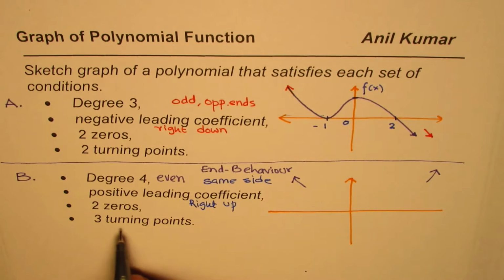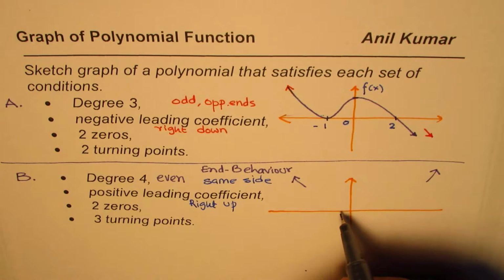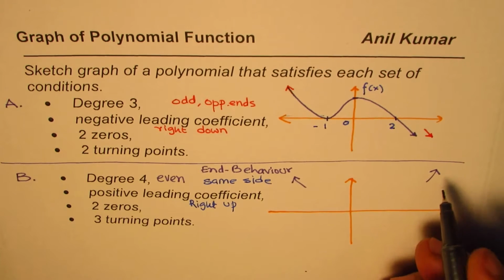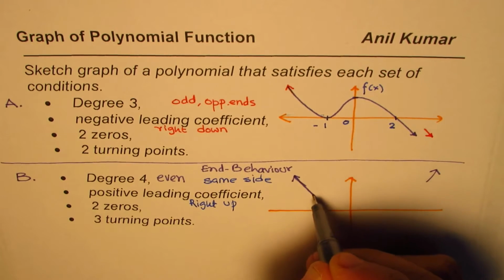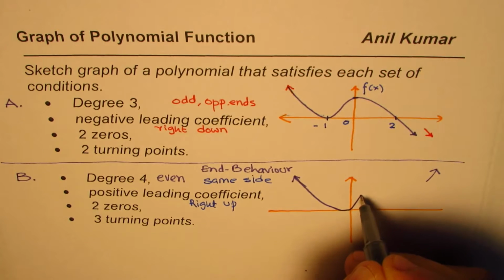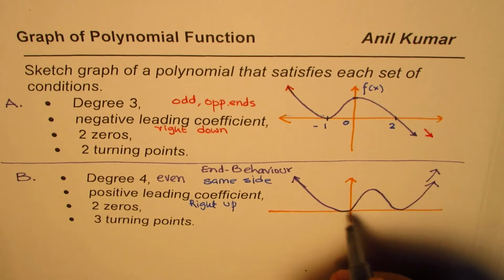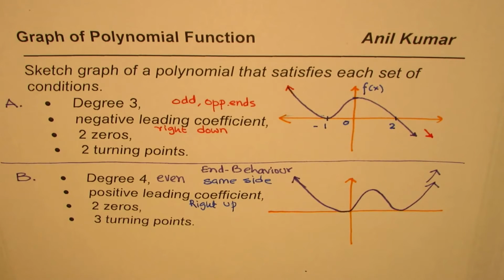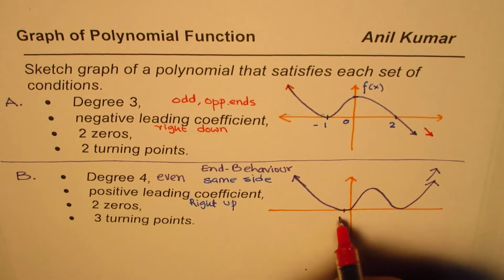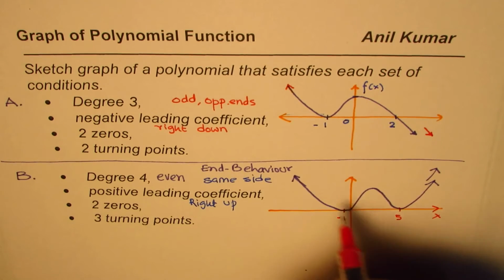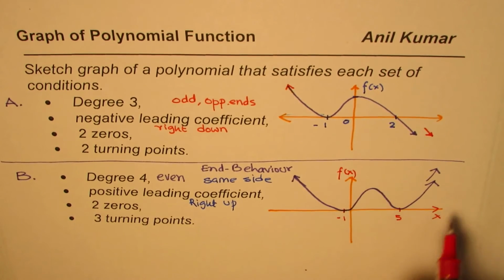2 zeros and 3 turning points. So that means it has to turn like this. Degree 4 with 2 zeros makes sense, right? 3 turning points. Okay, so let's just sketch it. We have a graph which is kind of like this, turning like this, and then goes up. So that becomes 2 zeros, and we have 3 turning points to get an idea. Right? So we can write this as, let us say this point is at -1, this one is at 5, correct? That is our x-axis, and that is the function f of x, which is as per our description, right?